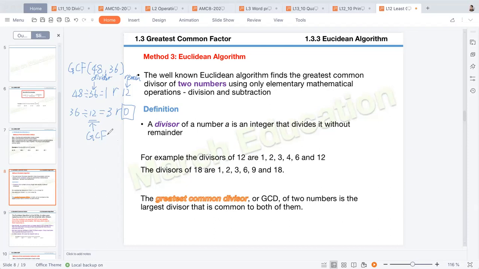Okay, so let only one, the remainder is 0. So in this situation, the divider should be the GCF, okay?